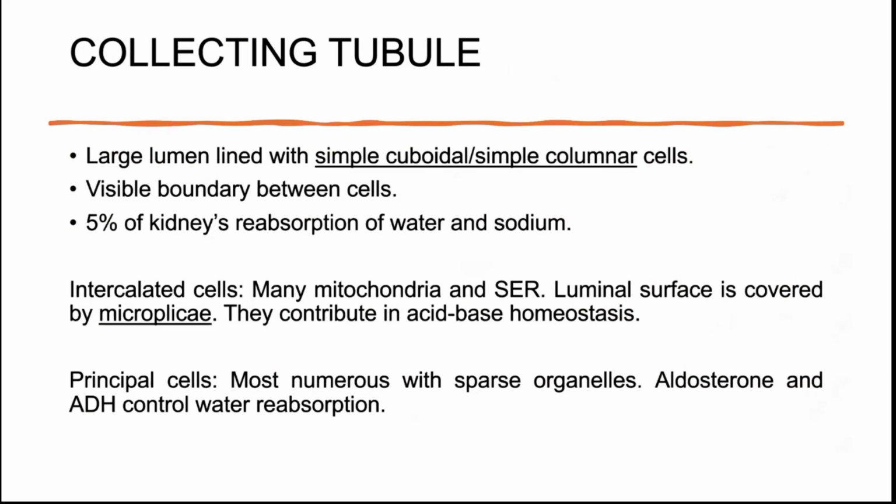Next, we have the principal cells. These cells mostly predominate in the collecting tubule, and they do not have as many organelles as the intercalated cells do. There are two hormones which play a role here, aldosterone and ADH, and these are what control water resorption.